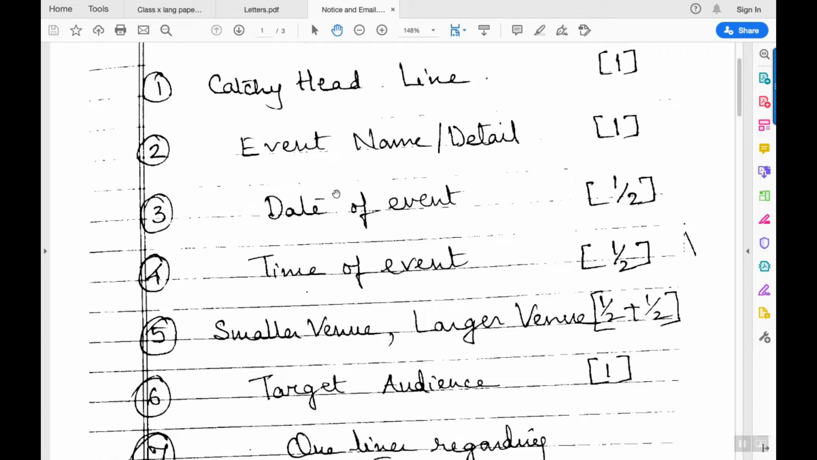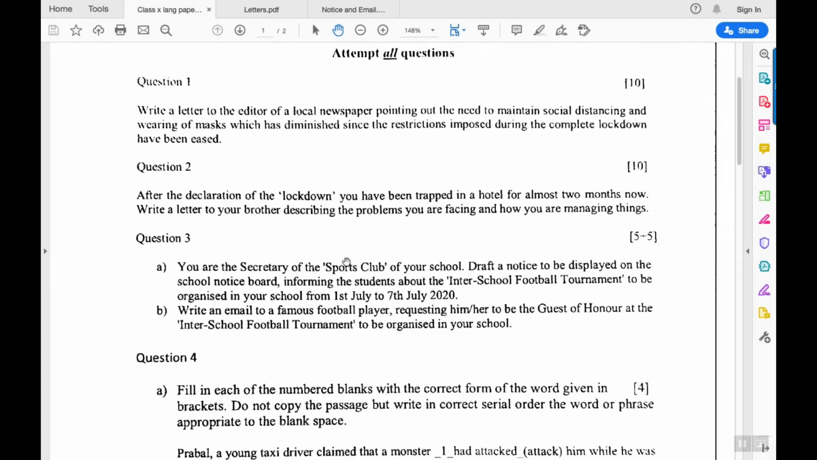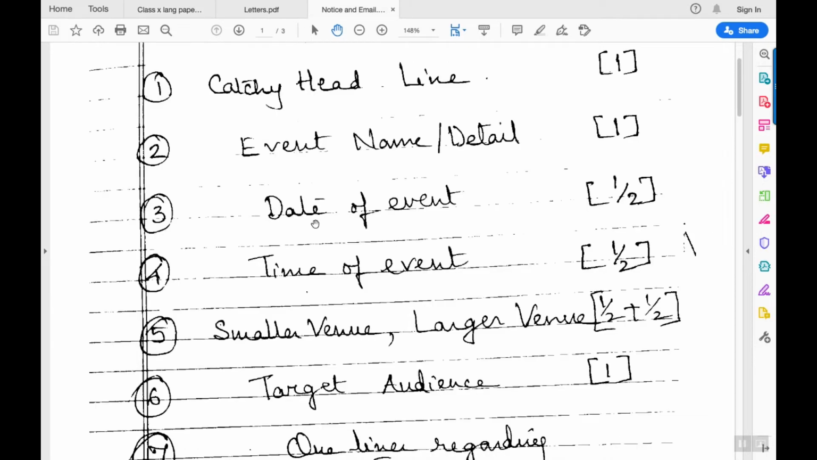Date of event, some of you missed it. Date of event is mentioned in the question. You have to take it from the question. Now, this is the point where many of you missed the time of the event. Many of you have not written the time of the event, or if you have written it, you have written just the starting time. So you have to write from this AM to this PM.